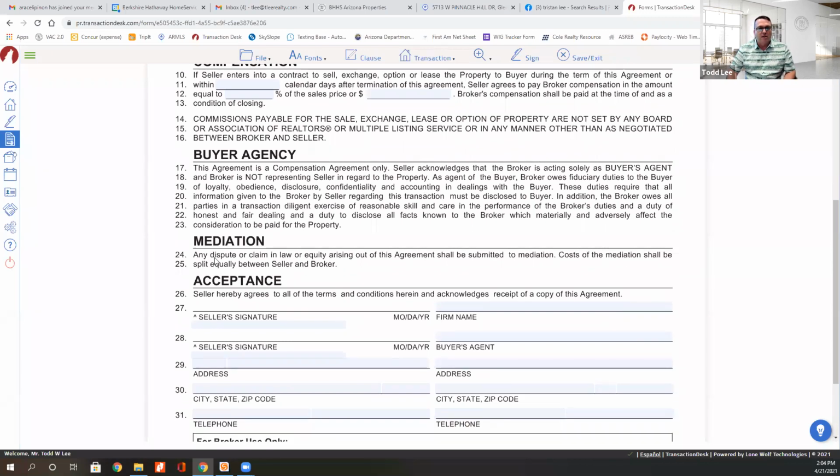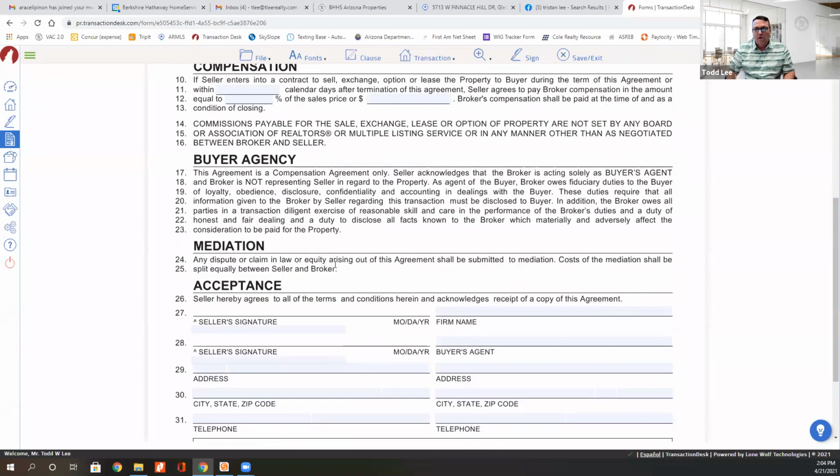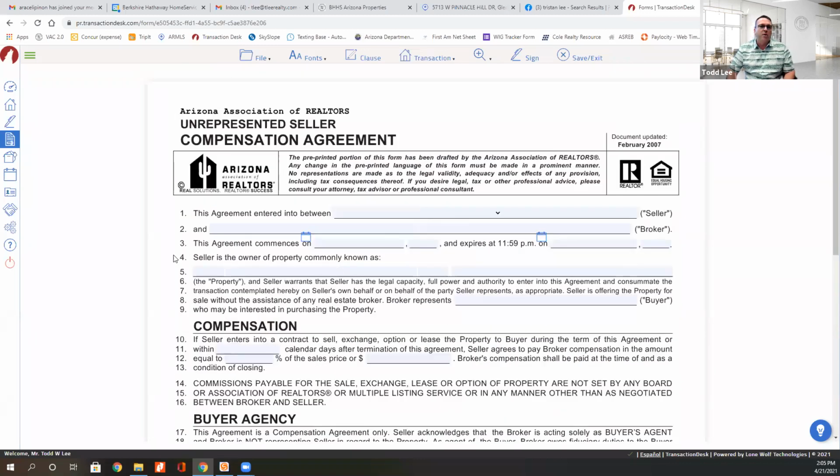It also says any dispute or claim in law arising out of this agreement shall be submitted to mediation. The cost of the mediation shall be split equally between the seller and the broker. So if you have to go through mediation, that goes through that piece. So that just kind of finishes everything up here. Does anybody have anything they want to add on the unrepresented seller form?